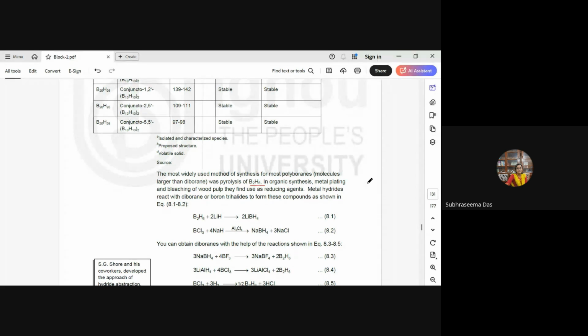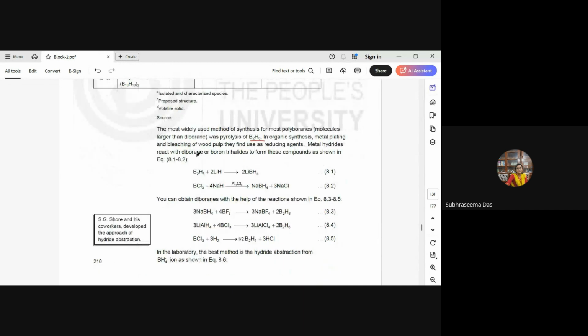Now what is this pyrolysis? Pyrolysis means controlled heating of a material in absence of air. So when diborane, that is B2H6, is subjected to pyrolysis, then the higher boranes, that is the molecules which are larger than diborane, are formed. In organic synthesis, metal plating and bleaching of wood pulp, they find use as reducing agents. The metal hydrides react with diborane or boron trihalides to form these type of compounds.